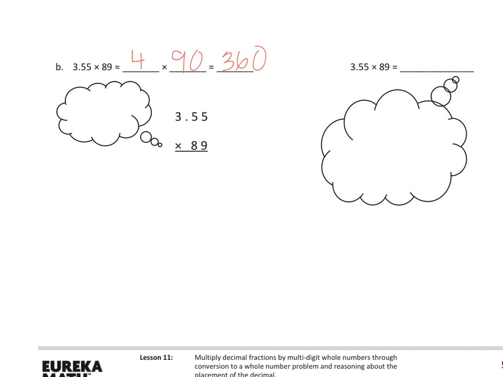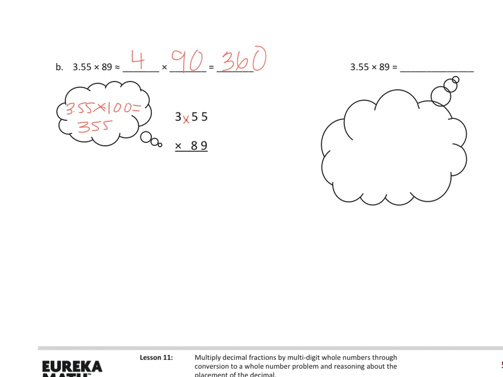Now, in the thought bubble, we're going to say, hey, think. We need to take 3 and 55 hundredths, and we need to multiply it by 100 to get the decimal out of there, which would equal 355. So kind of think about that. That decimal is gone. You got 355 as our number, and we're going to multiply it by 89.